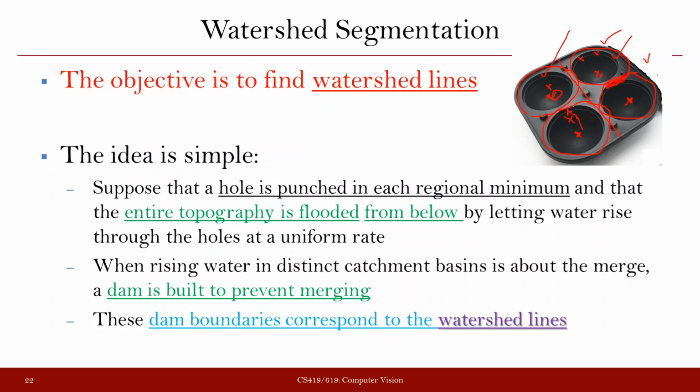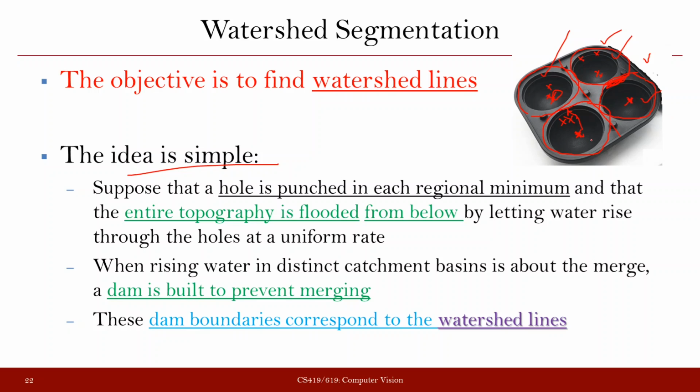So we have to just find out those lines where the water from this body starts merging with this body, because that is the place where you have the segmentation lines or the watershed lines. Okay. So the idea here is as follows. You can suppose that there is a hole below, a hole in each region that you are considering here in this image.